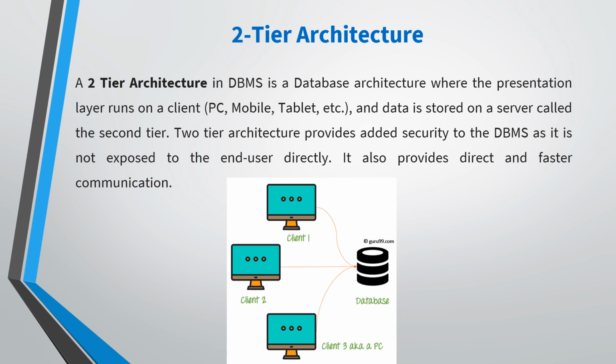This diagram shows the two-tier client-server architecture. These are all the clients, watch the pointer, and this is the database, which is called the file server. In this diagram of the two-tier client-server architecture of a database management system, we can see one server, that is a database, connected to client 1, client 2, and also client 3. So this is an example of the two-tier client-server architecture.